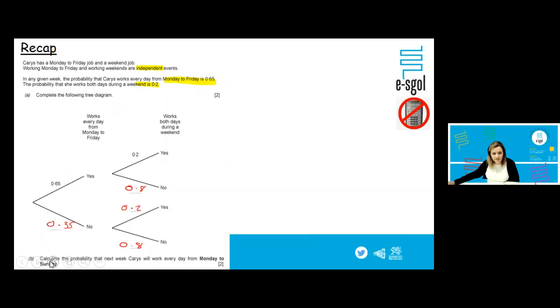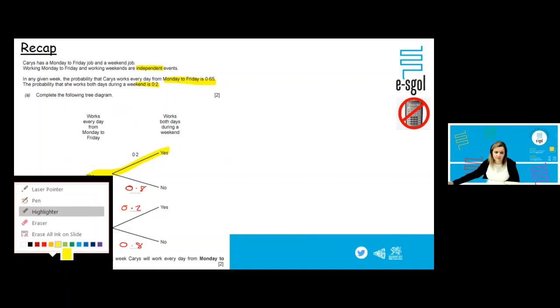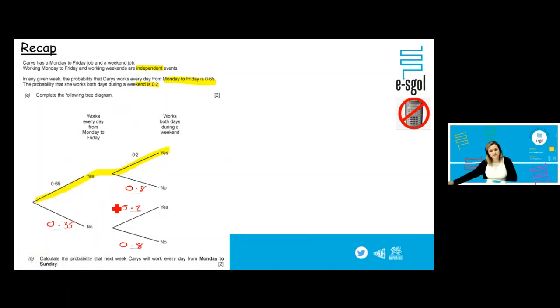And now we want to calculate the probability that next week, Caris will work every day from Monday to Friday, to Monday to Sunday. So in other words, that's every day from Monday to Friday. So that's a yes. And then both days on the weekend. So we're going to carry on that path and we're following that up. Okay, so those are the numbers we're going to use.